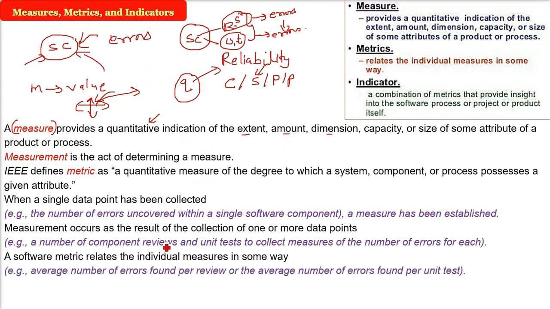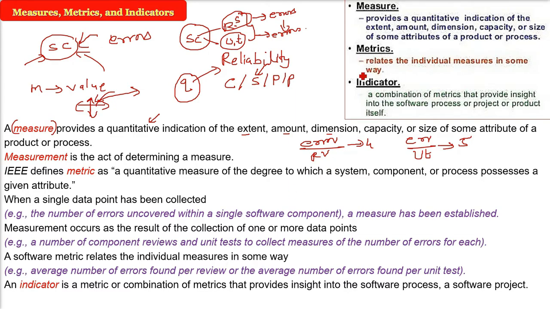How do we relate them? For example, we found certain errors. So the errors found per review, and what is the average of these errors? That is the number of errors per review. The average value of these errors per review is a metric, or the number of errors per unit test, what is the average rate? This is a metric. Okay.